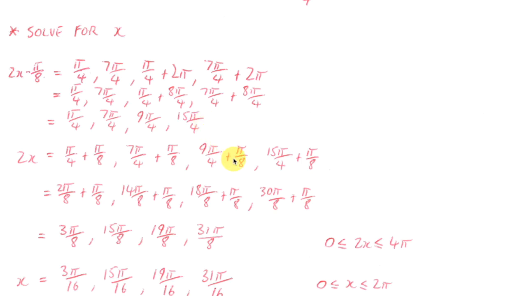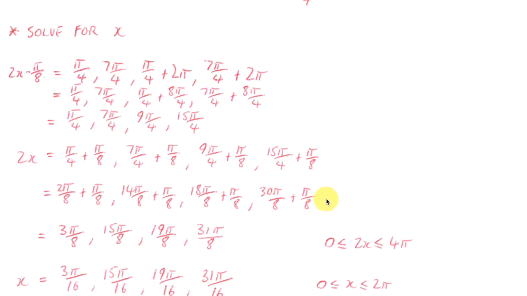In my next bit of workings, I'm adding pi on 8, so I want to strip it back to being just 2x, so strip it back to being x eventually, but to get it back to 2x I need to add pi on 8, the exact opposite of subtracting pi on 8. I add pi on 8 to everything, so adding pi on 8 to each of those angles here.